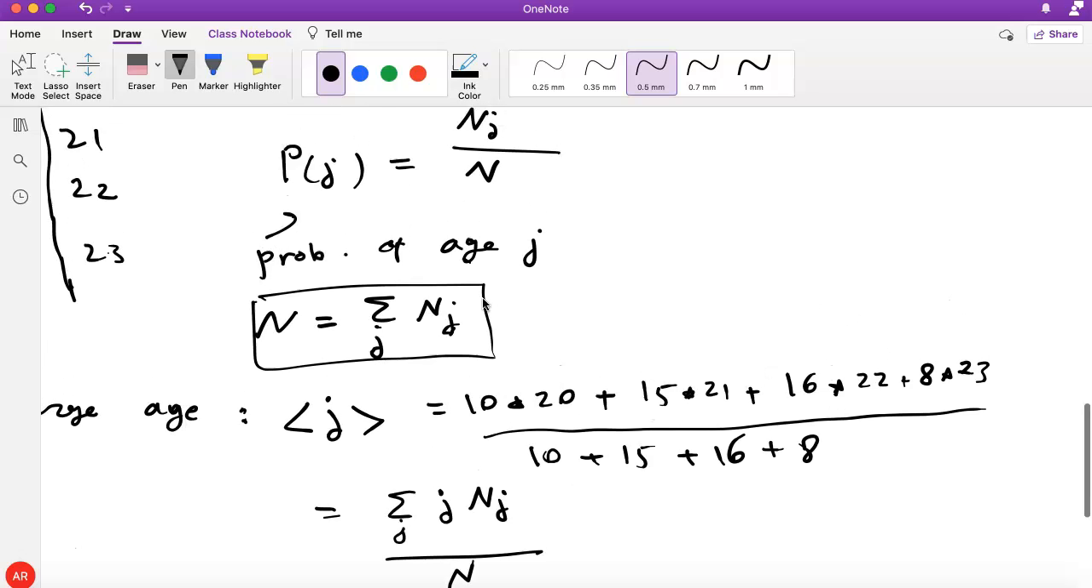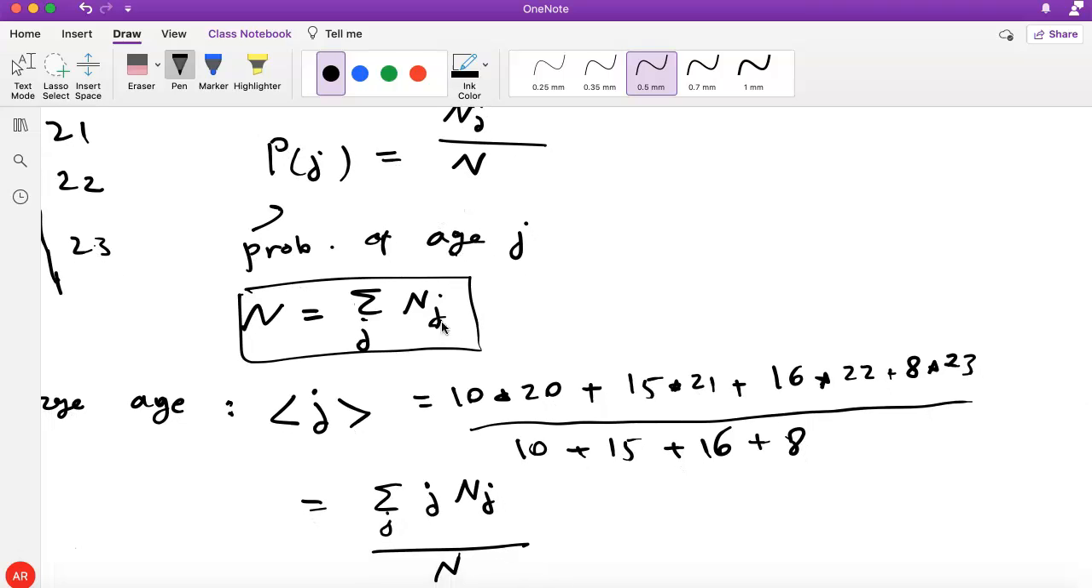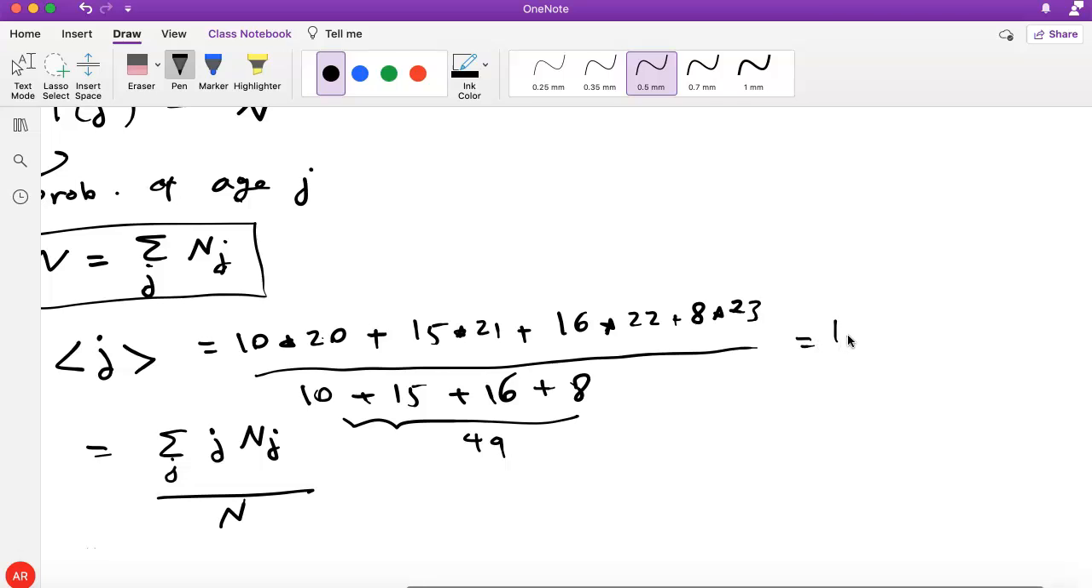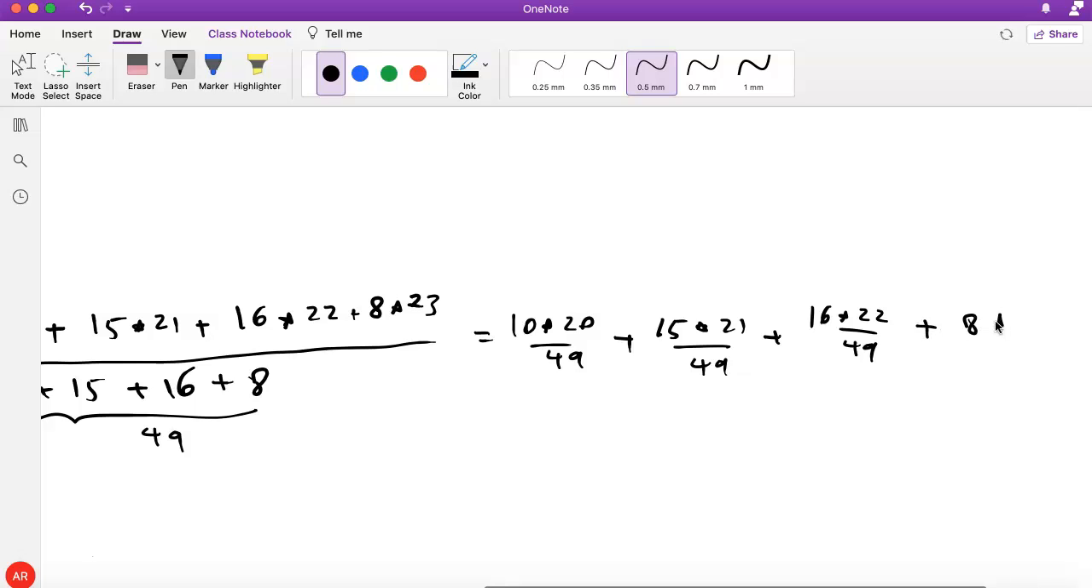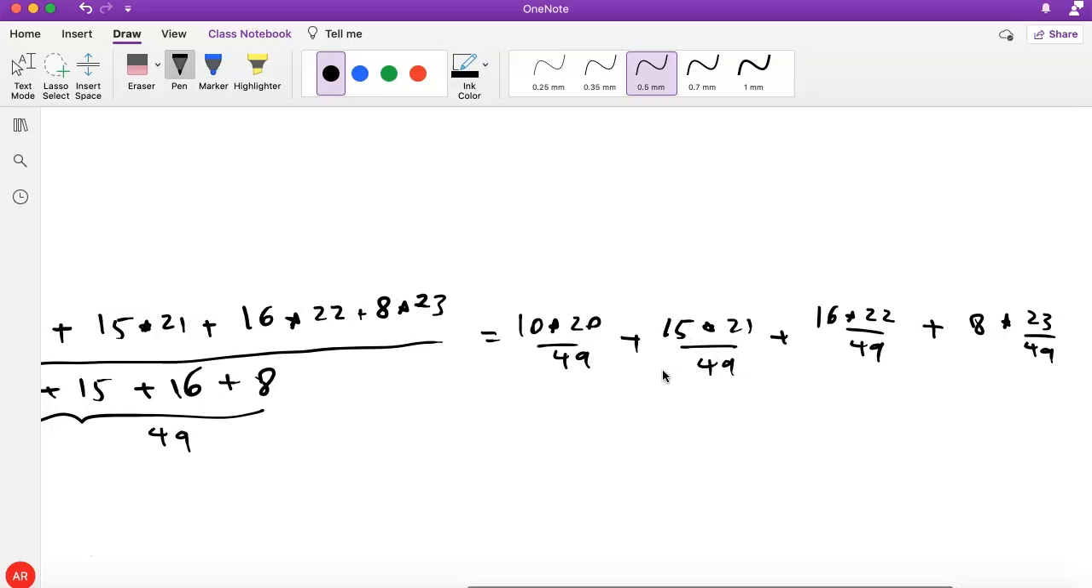All right, but notice, I can write this as 10 times 20 divided by that number. So this number is what? 15 plus 16 is 31. 31 plus 10 is 41 plus 8 is 49, it seems. Okay. So I can write this alternatively as 10 times 20 divided by 49, plus 15 times 21 divided by 49 plus 16 times 22 divided by 49 plus 8 times 23 divided by 49. And then 10 over 49 is the probability of being 20 years old. 15 over 49 is the probability of being 21 years old, etc.